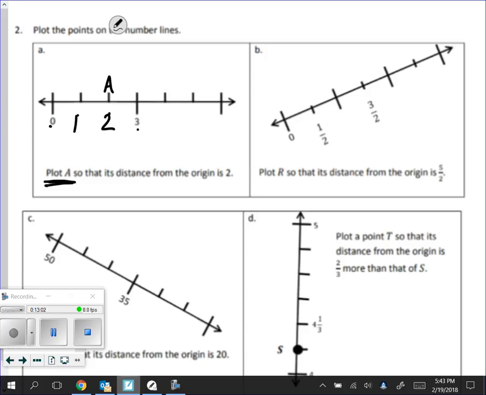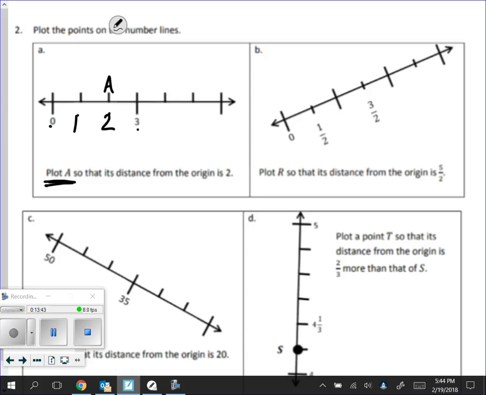So B, even though the line is going diagonal, it doesn't matter. Plot R so that its distance from the origin is 5/2. It does not matter that it is an improper fraction. Just leave it improper. It does not matter. So see if you can figure out where 5/2 is. If you want to do this with the person you're sitting beside, that's okay. You do need to start trying to get this on your own, but if you're feeling comfortable working with someone, that's okay. You cannot get up and walk around the room. So do that now.